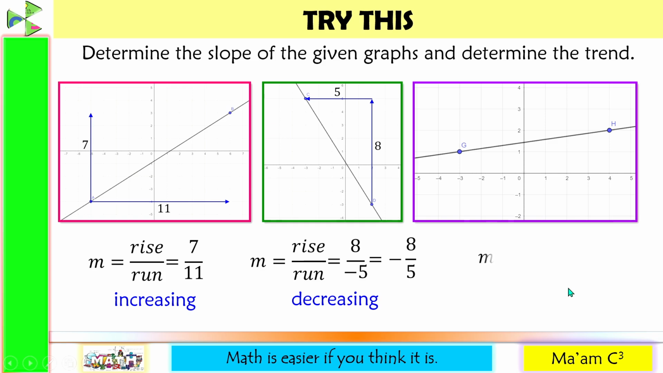Last one, again, our formula is rise over run. Let me start at this point. Going up, that is 1 unit. So for rise, we have 1. And then going to this point here, let's count it. 1, 2, 3, 4, 5, 6, 7 units. That is going to the right, so positive 7 for the run. 1 over 7, that is positive, so our line has an increasing trend.